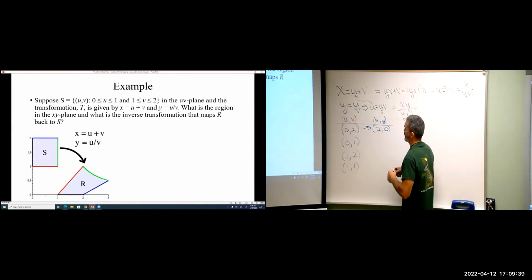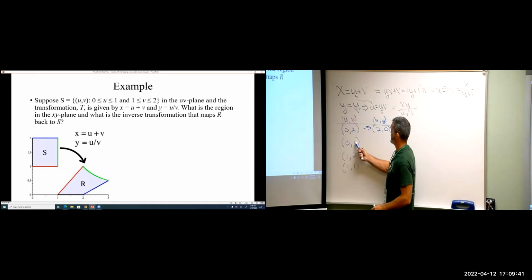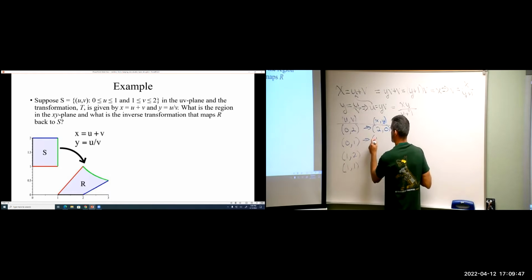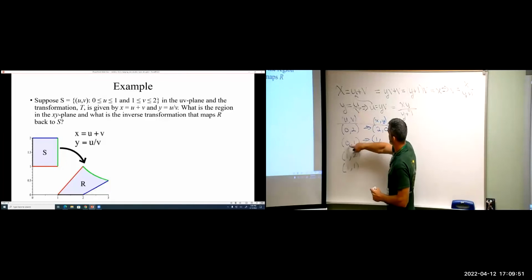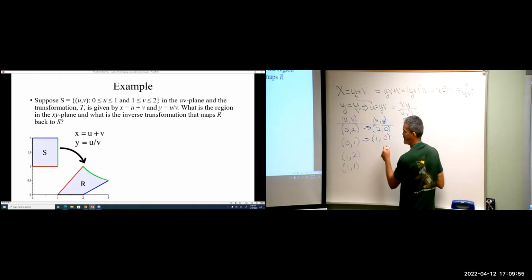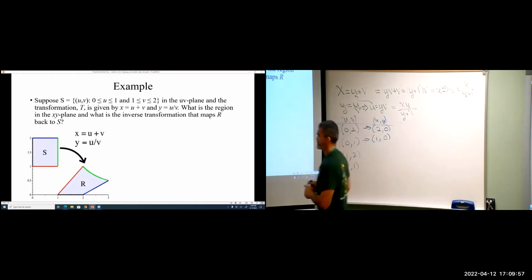Okay, 0, 1. This is the u, this is the v, right? So 0 plus 1, we have 1. And once again, we're going to have 0 over 1, so 0. All right. Well, we see that point. And also notice the colors are corresponding. So these 2 points got mapped to these 2 points, and notice there's the black line between.